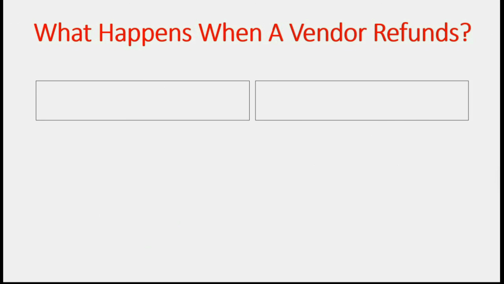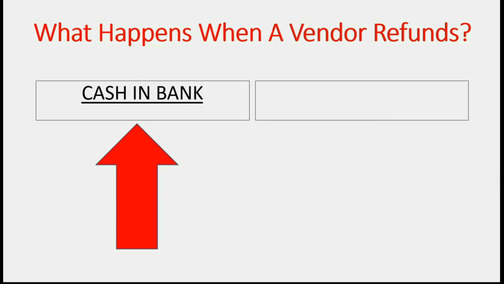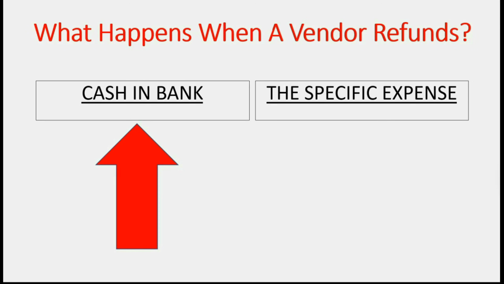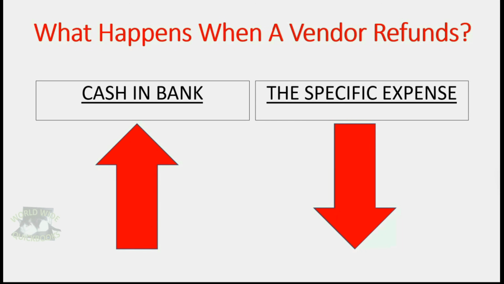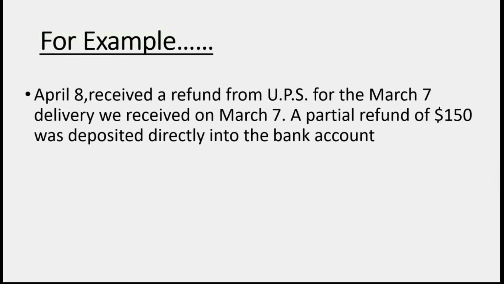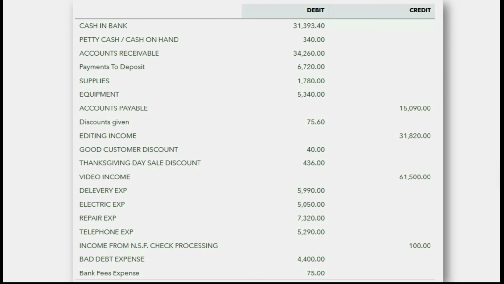Therefore, when you get a refund, even if it's a partial refund, your cash in bank goes up because you're depositing a check from a vendor, and the original expense that was recorded on the original check or expense goes down because it has the opposite effect. For example, let's imagine on April 8th, we received a refund from UPS for the March 7th delivery that we actually received on March 7th. And we're getting only a partial refund of $150, and it was directly deposited into the bank account.